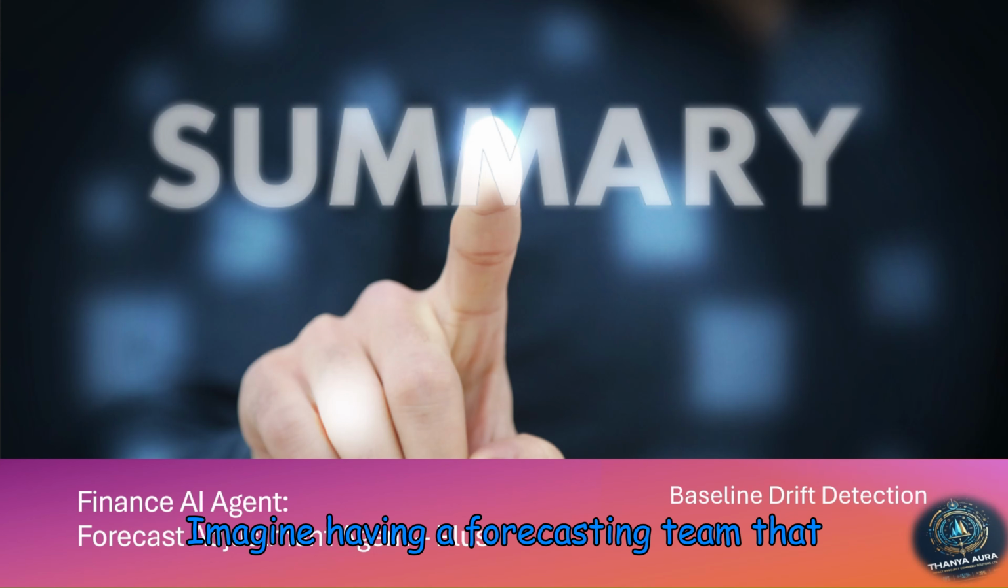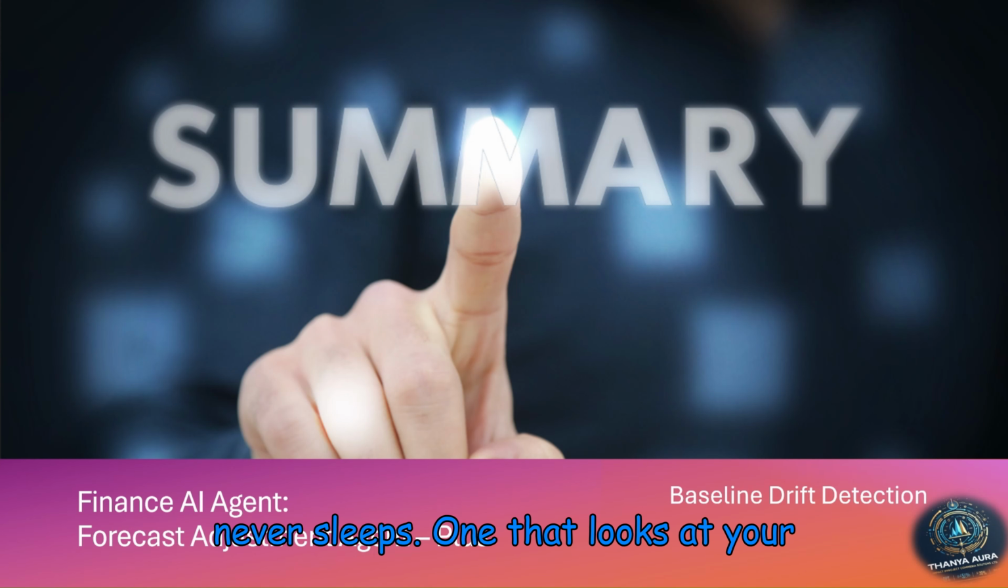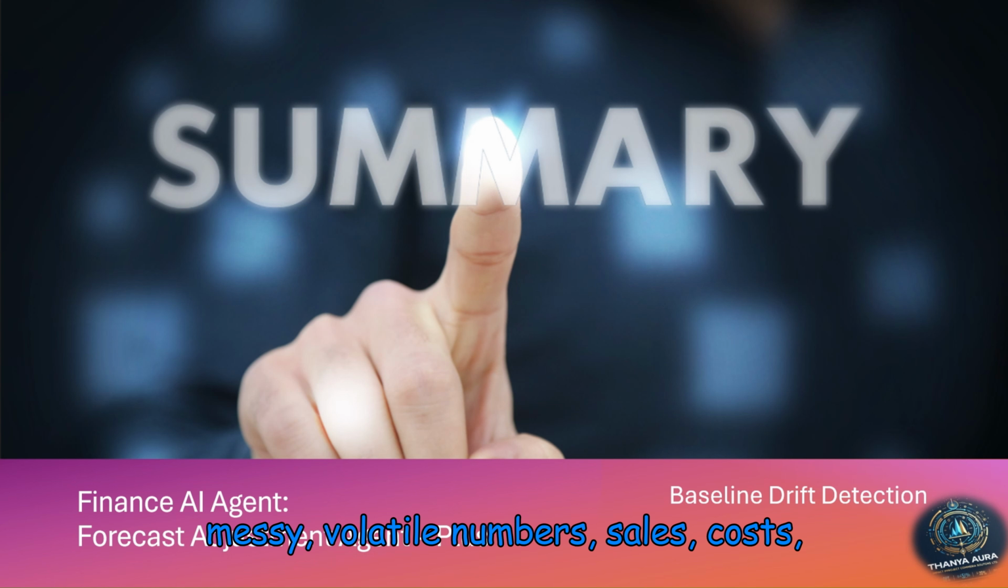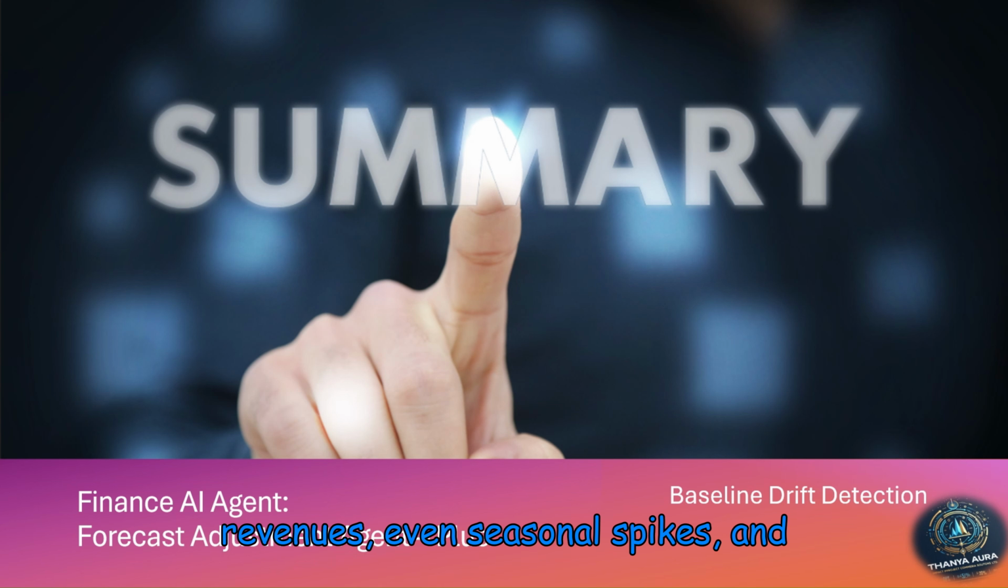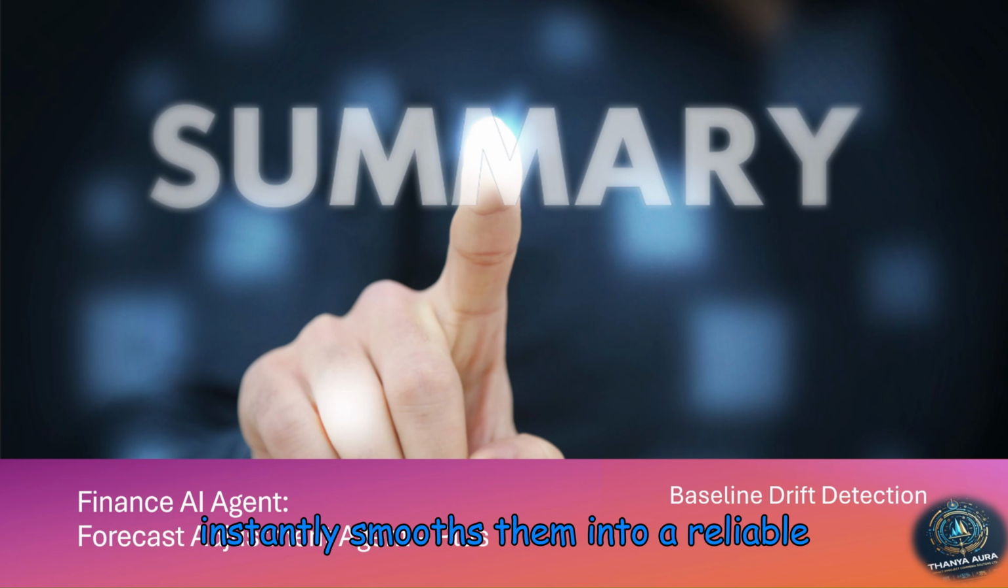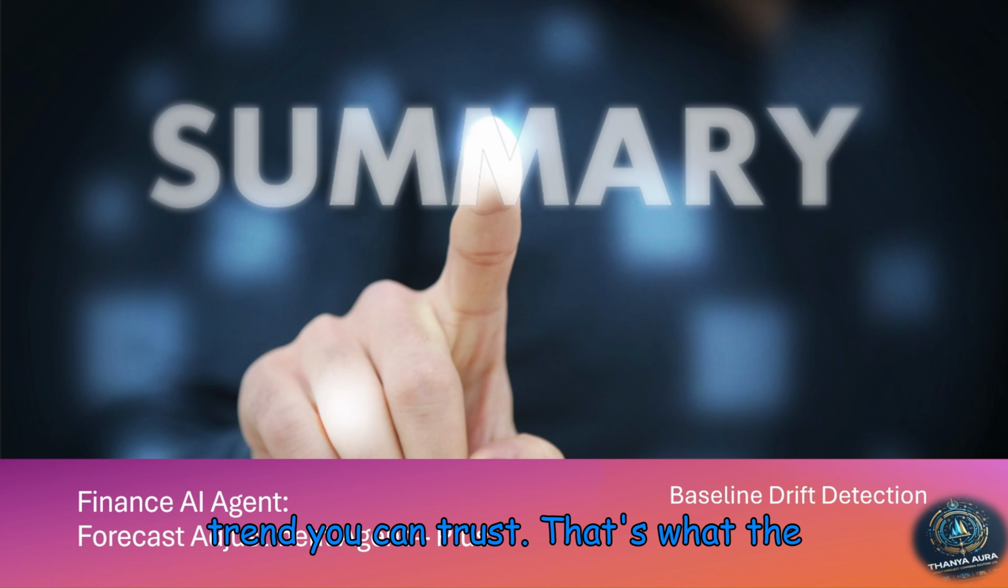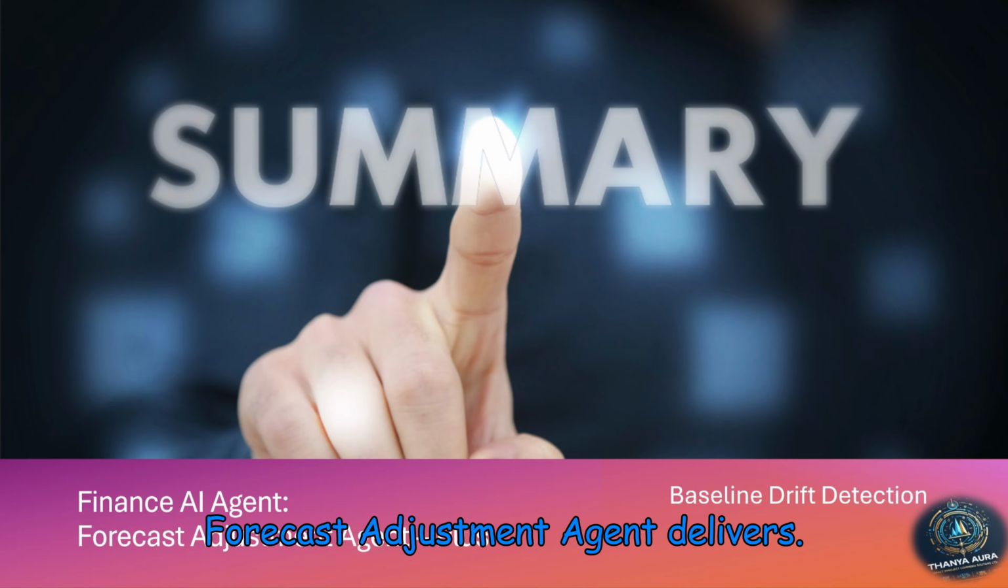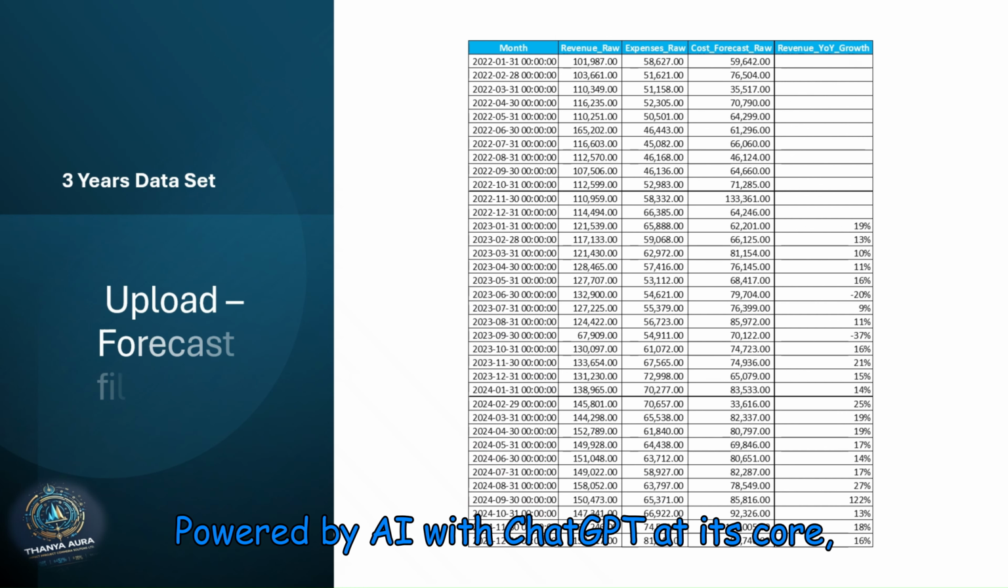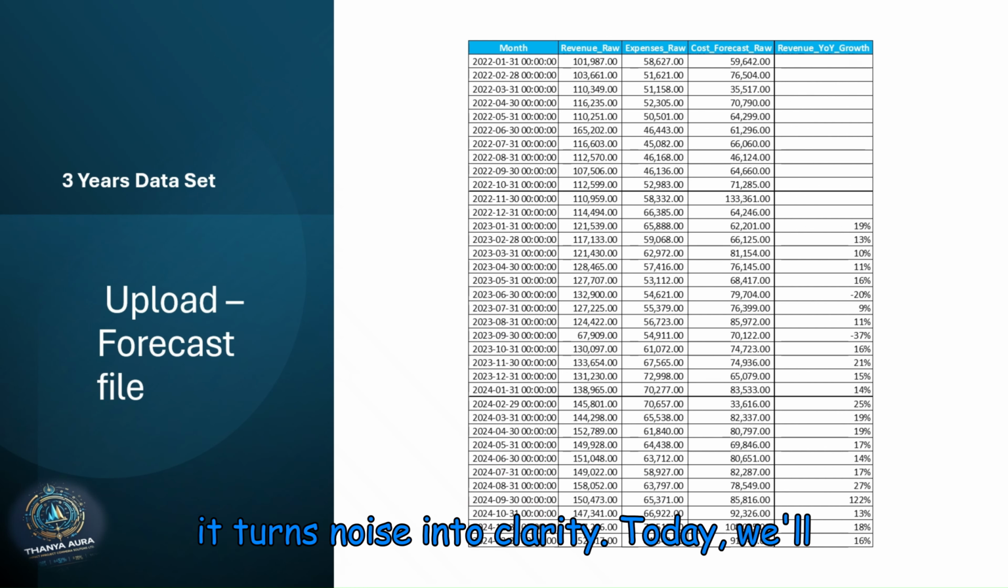Imagine having a forecasting team that never sleeps. One that looks at your messy, volatile numbers, sales, costs, revenues, even seasonal spikes, and instantly smooths them into a reliable trend you can trust. That's what the Forecast Adjustment Agent delivers. Powered by AI with ChatGPT at its core, it turns noise into clarity.